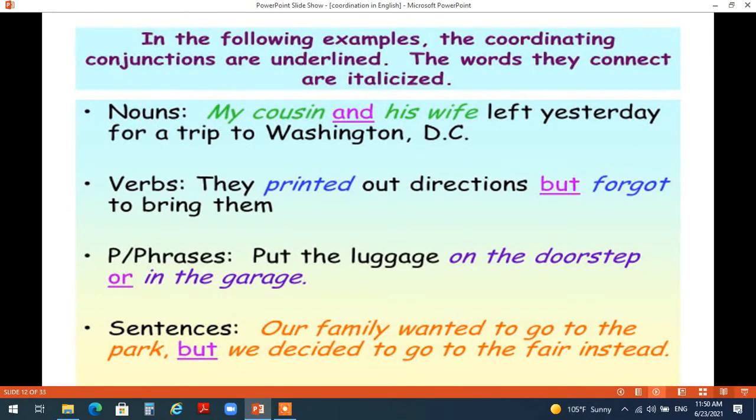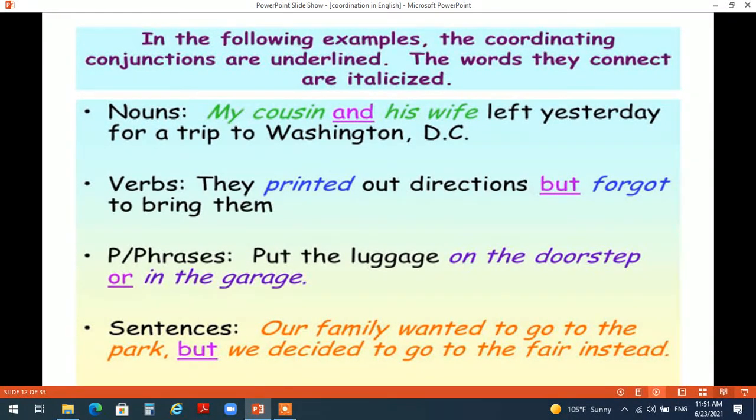In the following examples, the coordinating conjunctions are underlined and the words they connect are italicized. نلاحظ في الأمثلة هنا الأدوات تلاحظون إنه موجودة في اللون البنفسجي وأيضا they are underlined, and the words they are connected or the phrases or the verbs are written in italicized and the green color. In the first example, مثلا we say my cousin and his wife left yesterday for a trip to Washington DC. Here we have syndetic coordination in which the coordinator and is used, and we are here connecting two nouns or two noun phrases: my cousin, his wife.